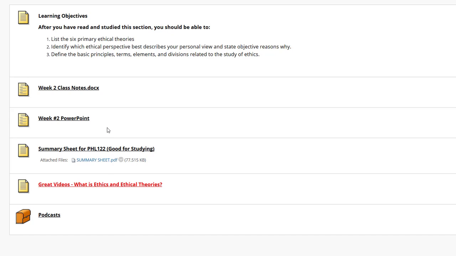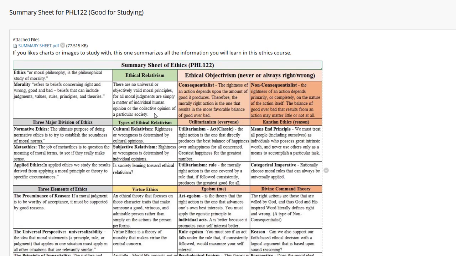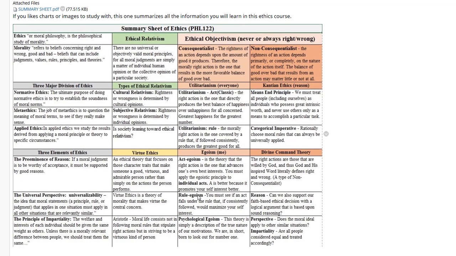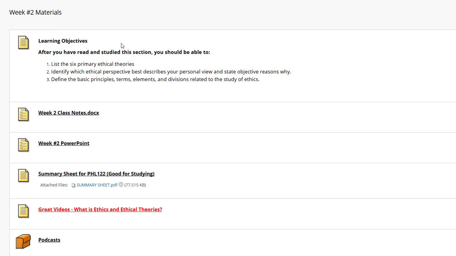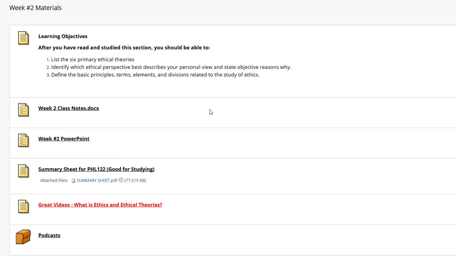Another variety of material would be a summary sheet. Some students are more visual and like to look at a holistic view, where in ethics we break them down into areas that would be important for them to orient them to the different theories, how they relate to each other, and how they are categorized. So this would be a good way for a visual learner to look at something like this that has a lot of information. You can break it down for them.